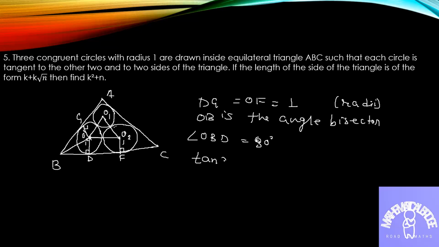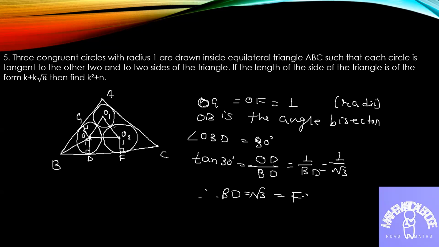Now tan 30 is equal to OD by BD, right? And OD we know is 1, so 1 by BD is equal to 1 by root 3. Therefore BD is equal to root 3, which is equal to FC.